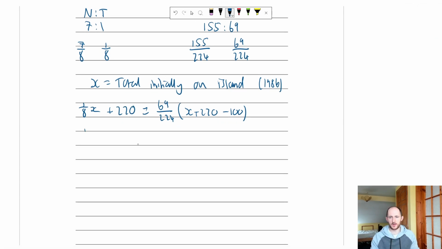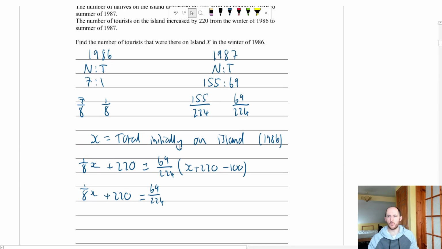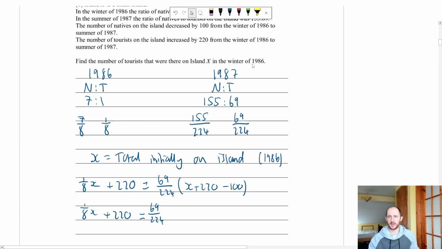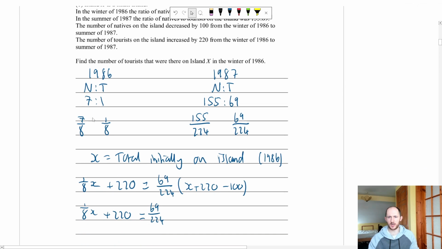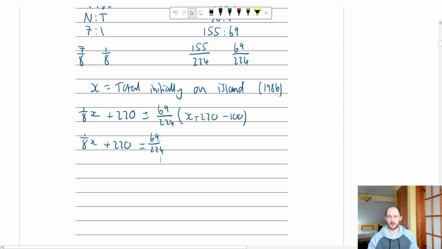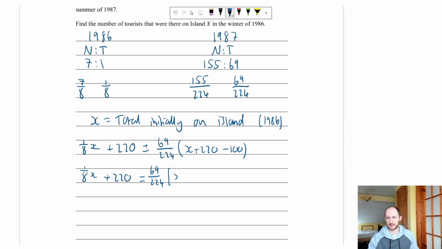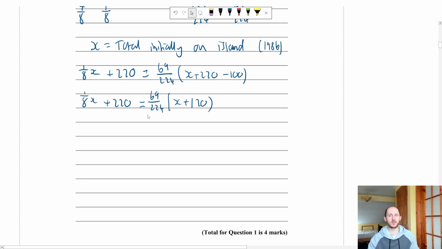So the first thing I would do, I'll do this in a few kind of key steps. We want to solve for the initial population, because using that we can then work out what fraction of the population in 1986, which is initially was tourists. Yeah. So that's also another reason why using X as the initial would make sense as well. And then that would just be X plus 120. Expand the brackets, and we're just going to solve for X.